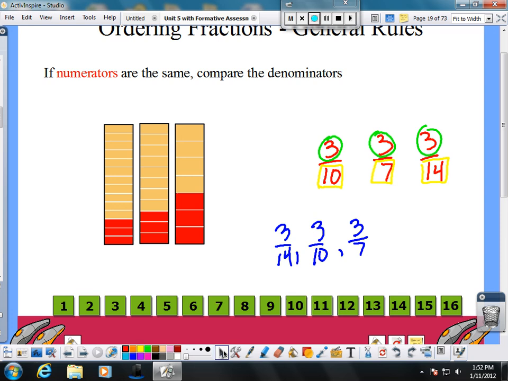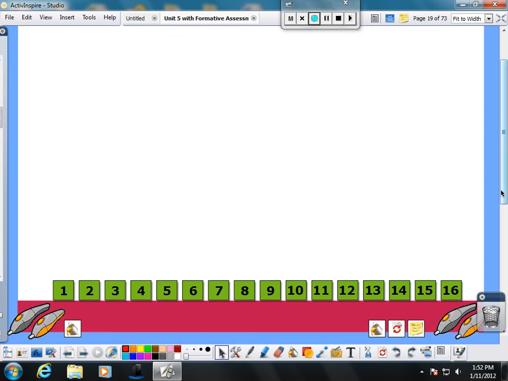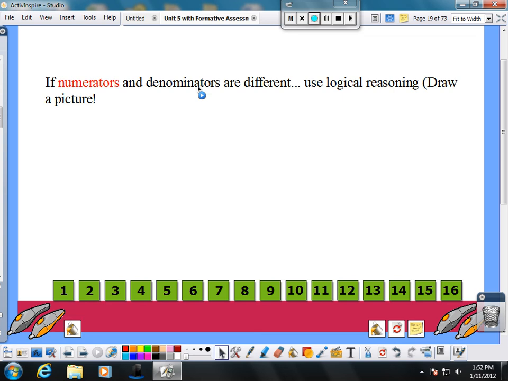Now let's get rid of that. We got our third piece together, which is this one. It says if the numerators and the denominators are different, we need to use some logical reasoning to be able to draw out a picture. And so to help me with this, I'm going to get an example for you guys so you can see what we're talking about. Let's say we're trying to compare three different fractions. We want to put them in numerical order.